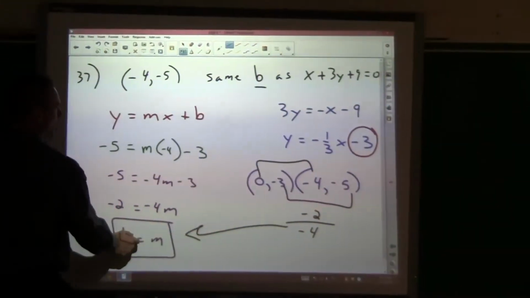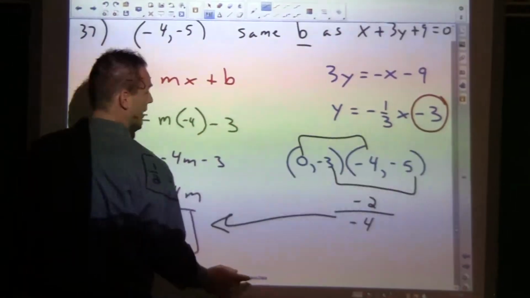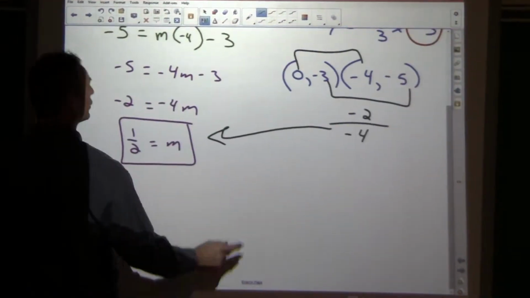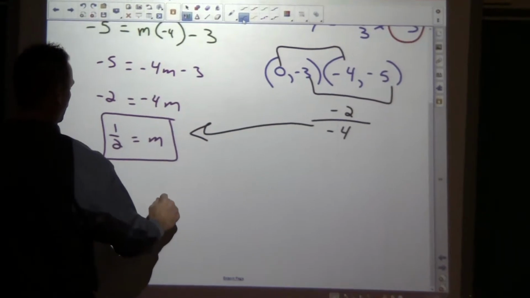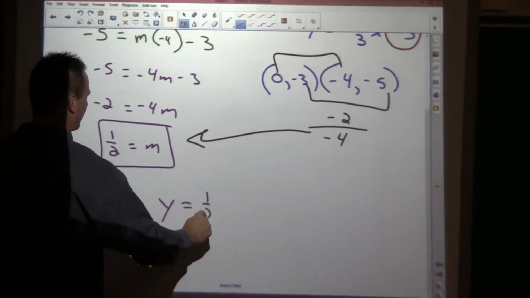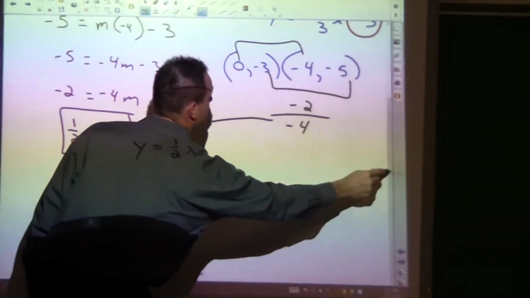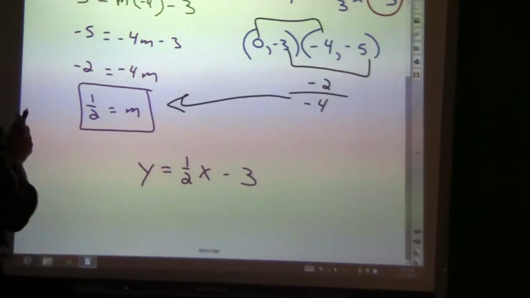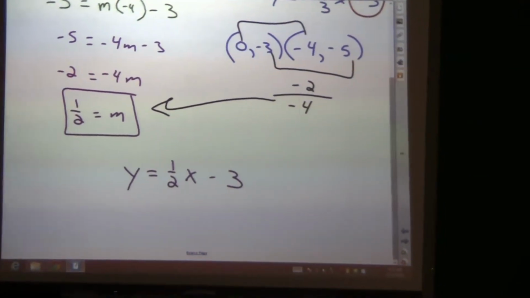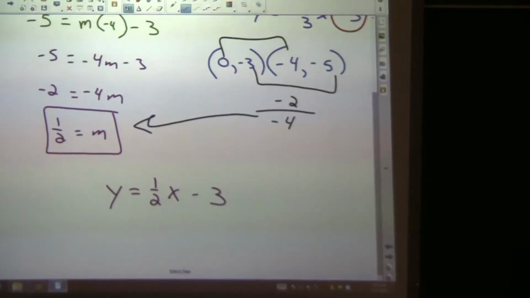So now that I have the slope and I have the same y-intercept, because they both have the same y-intercept, -3, I'm going to rewrite my equation as y equals 1/2 x, minus 3. Use the slope, which was 1/2, and use the y-intercept, which is -3. All right, and that is the equation of my line in slope-intercept form.